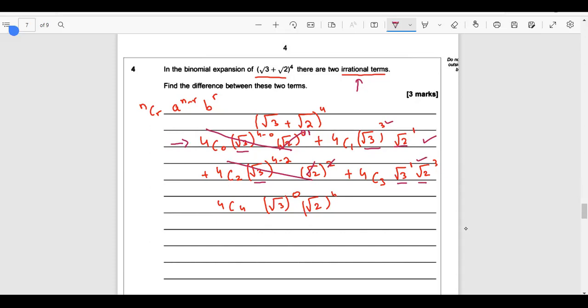Since they were saying we would be having two irrational terms only, there's no point in checking the last one, but just for the sake of completeness, if we check out the last one, it would be under root 3 power 0. So this would give you 1. And then under root 2 power 4. So this would be a rational number, right? So this is also not needed. So we are left with 4c1 under root 3 power 3 into under root 2 plus 4c3 under root 3 into under root 2 cubed. And we need to find the difference between these two terms.